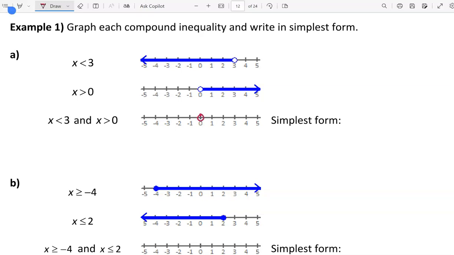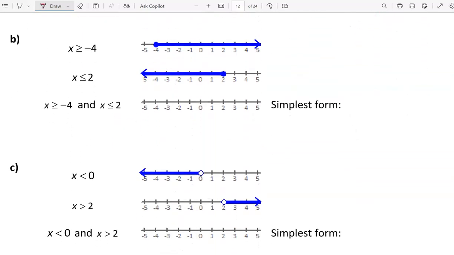The two graphs have in common the region between 0 and 3, and it doesn't include either endpoint since neither endpoint is included in each of the sets above. Now, when we write this in simplest form, you're going to write it as a three-part inequality that expresses betweenness. I like to write starting with the number on the left, 0, and then I write my variable x, and then I write the number on the right, 3, and then point the inequalities toward the smaller end. So 0 is less than x, which is less than 3.